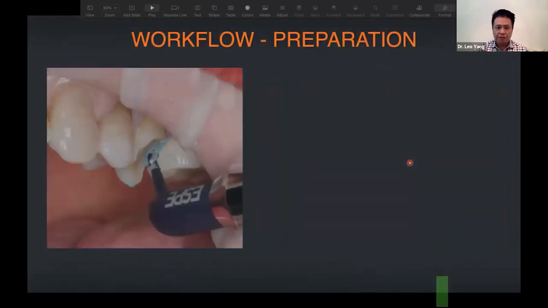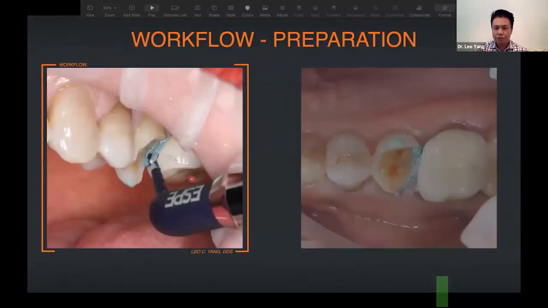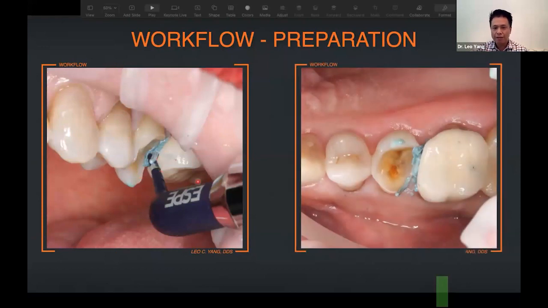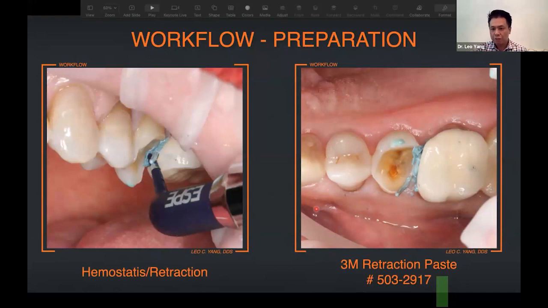And if there's a lot of bleeding involved, I like to use a retraction paste, a 3M retraction paste, which is like a hemostatic agent. The one thing I do like about the retraction paste is that it doesn't irritate the gums. If you let it sit for 5 minutes, it'll dry out the composite and also retract. You notice that with a cord, sometimes when you pack the cord too much, it will cause bleeding.